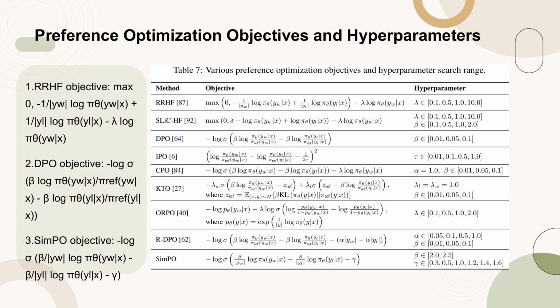Table 7 outlines various preference optimization objectives and their corresponding hyperparameter search ranges. The RLHF method aims to maximize a combination of log probabilities of winning and losing responses, penalized by a hyperparameter lambda. The DPO method uses a sigmoid function to balance the log probabilities of responses from the model and a reference model, controlled by a hyperparameter beta. The SimPO method introduces an additional term gamma to adjust the balance between the log probabilities of different response lengths, with hyperparameters beta and gamma tuned within specified ranges.